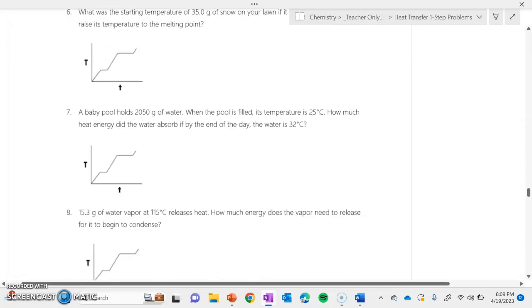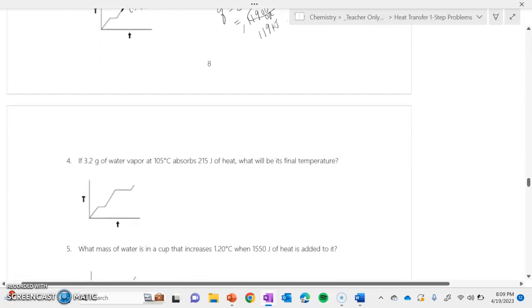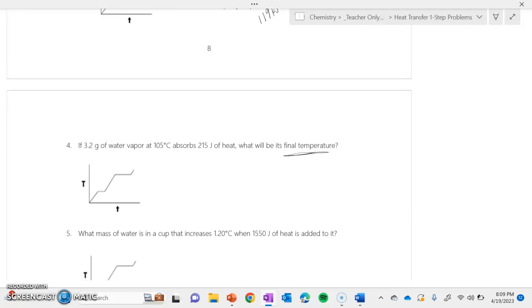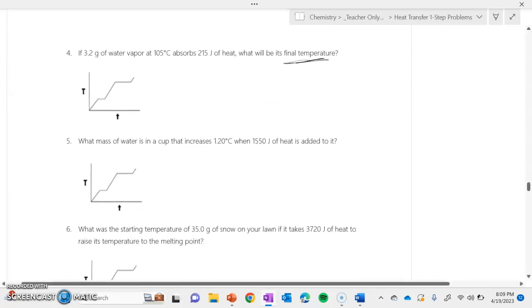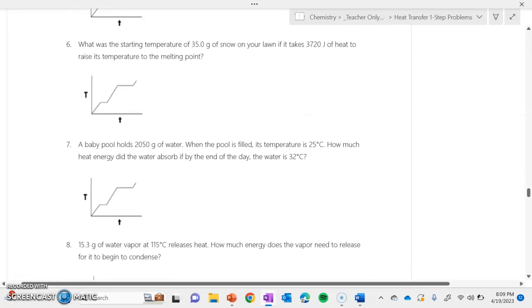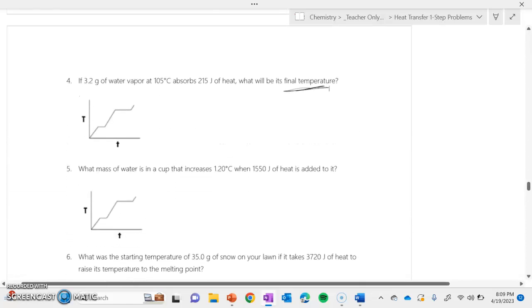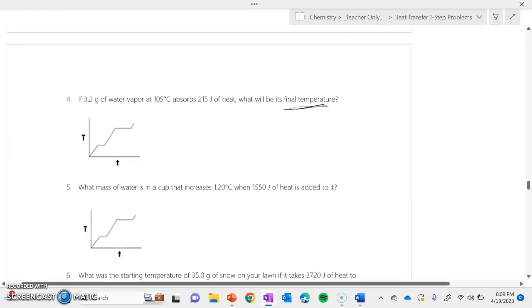For the following problems on the page that I said, now you get to do it. Now you're solving for other variables than just Q. This one you're finding the final temperature, so you'll want to plug in. I might help you set this one up because this one can be a little tricky. But then number 5, you're solving for mass, so just solve for M. Starting temperature for 6, how much energy for 7, and energy for 8. So you're just solving for different variables. I'll help you set up number 4, and then we'll call it on this video.